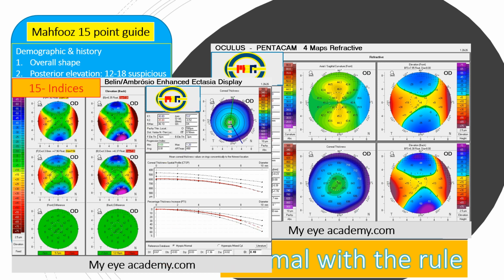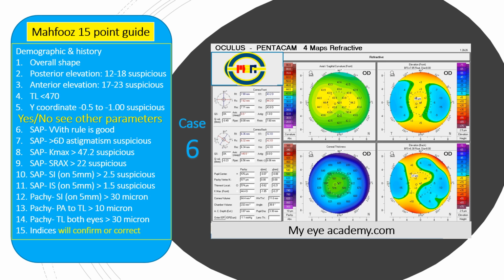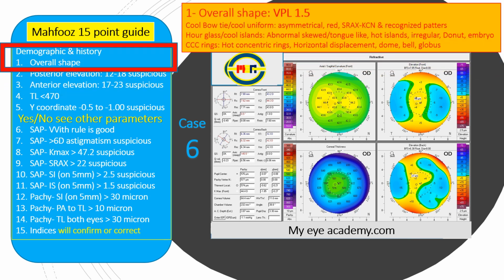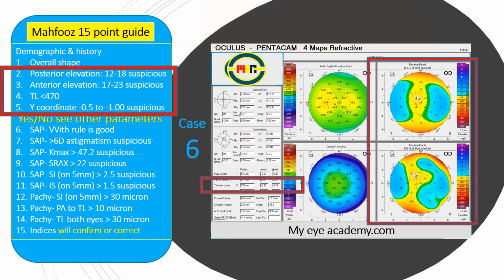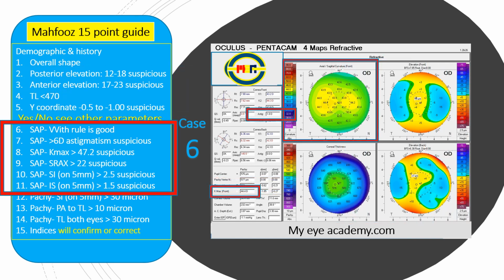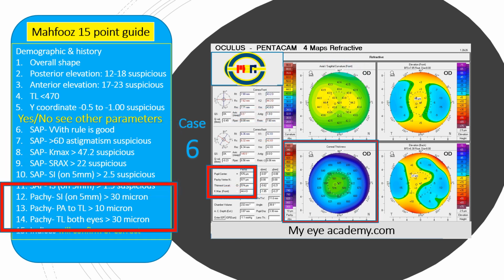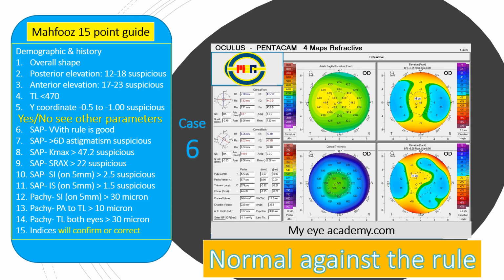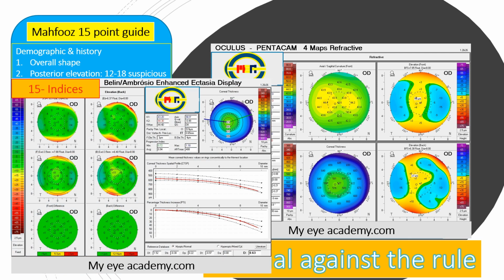Case number 6. Here again we have got a horizontal bow tie, cool island, CCCs, all the parameters 2 to 5 are within the normal limits, and then the parameters 6 to 11 are within the normal limits, parameters 12 to 14 are in the normal limits. Let's confirm it. This is a normal against-the-rule astigmatism, and we can confirm it with the indices that all the indices are within the white range, so it is a normal cornea with against-the-rule astigmatism.